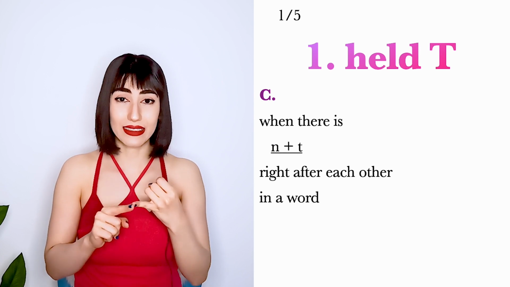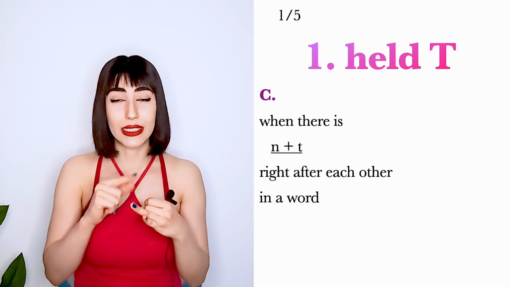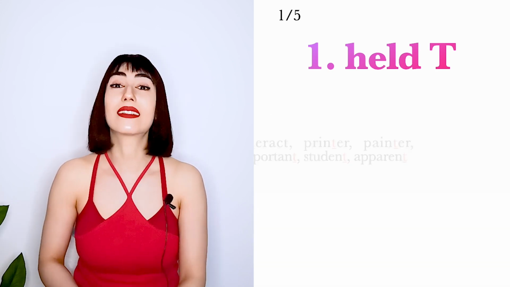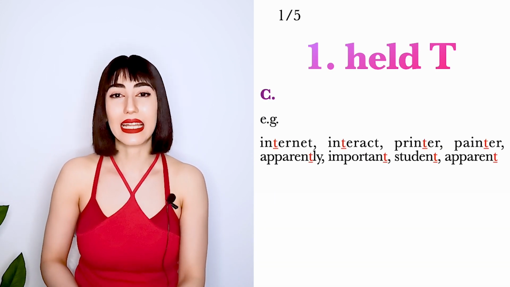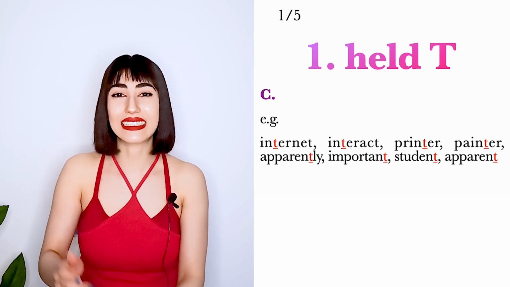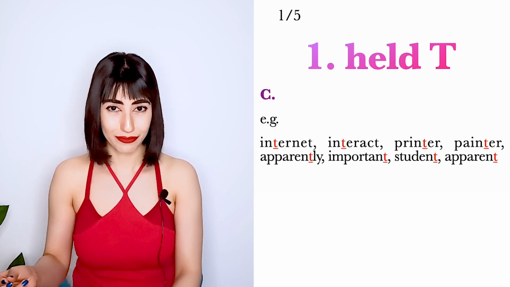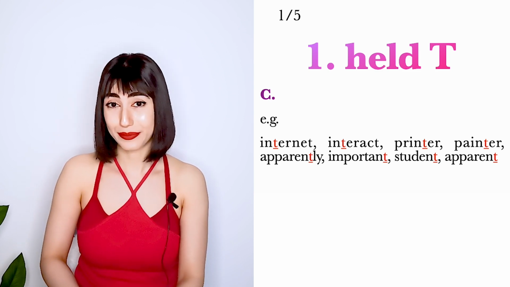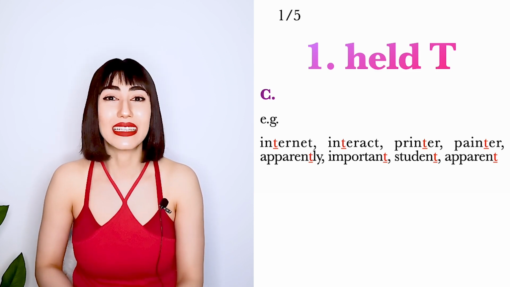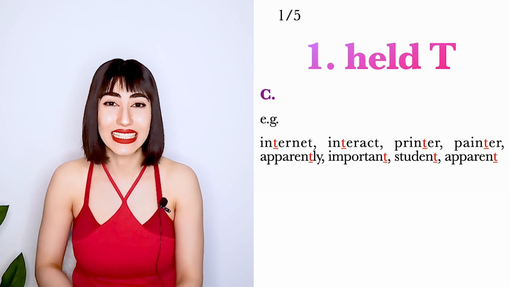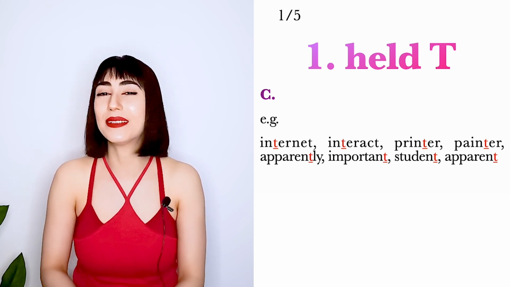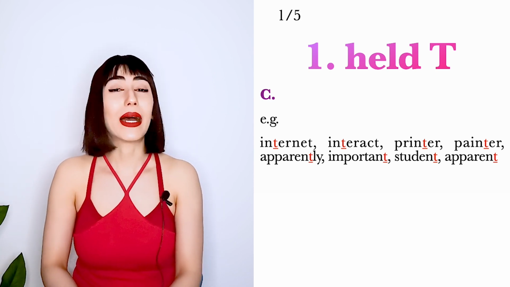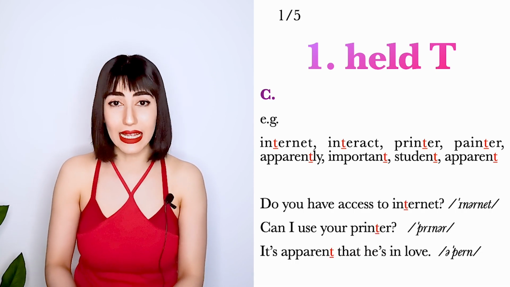When we have N and T right after each other in a word, we just say the N sound, like these words. Internet, internet. Interact, interact. Printer, painter. And again, watch this, apparently, apparently. We had this in the second group too, yeah? Important, important, student, apparent.